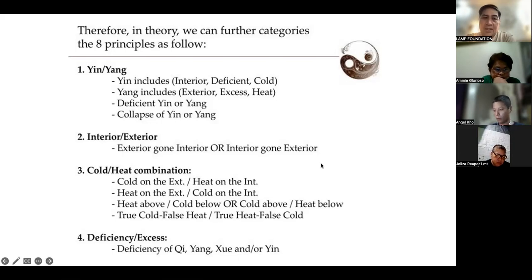Okay, let's talk about interior, exterior. So, pwede ka magkaroon ng exterior na pumasok na, naging interior na. O yung interior, naging exterior, which is a very good sign. Di ba? Kasi pag yung exterior pumasok na sa interior, that is not a very good prognosis. Ang gusto natin mangyari, ang interior nag-exterior na. And nakikita natin yan by monitoring the tongue coating. Right? You remember? Okay. Next, we go to cold-heat combination.